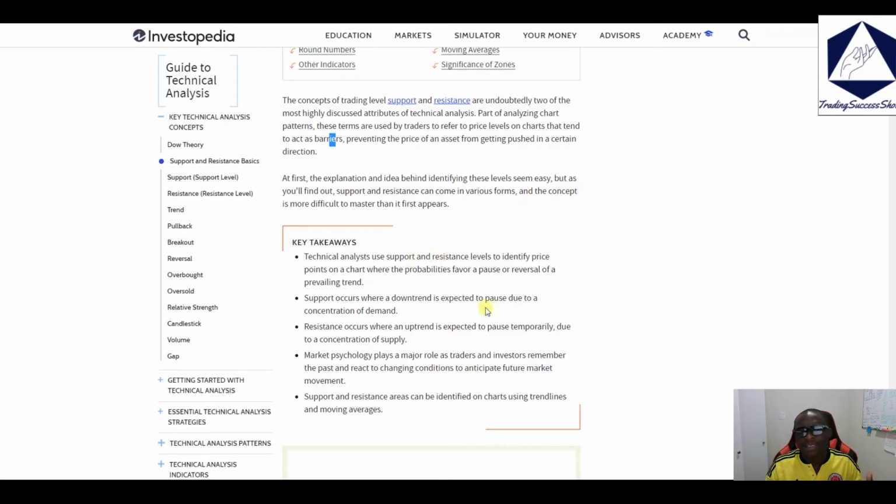So technical analysts use support and resistance levels to identify price points on a chart where the probability favors a pause or reversal of a prevailing trend. Support occurs when a downtrend is expected to pause due to a concentration of demand, which we call demand and supply. Resistance occurs when an uptrend is expected to pause temporarily due to a concentration of supply.